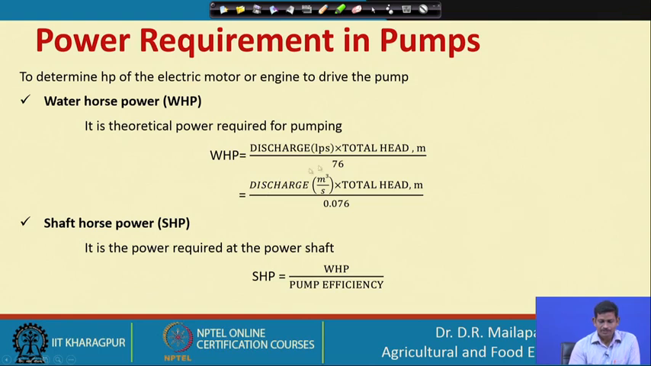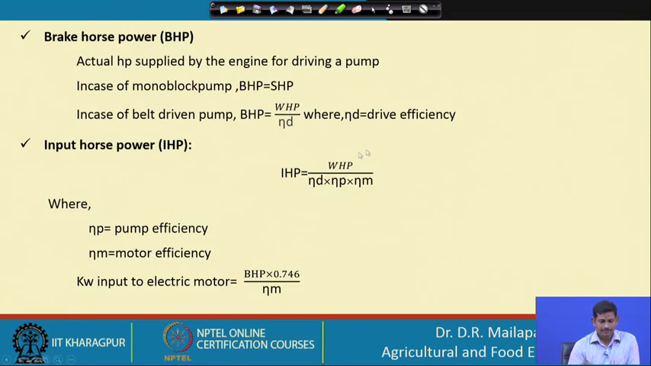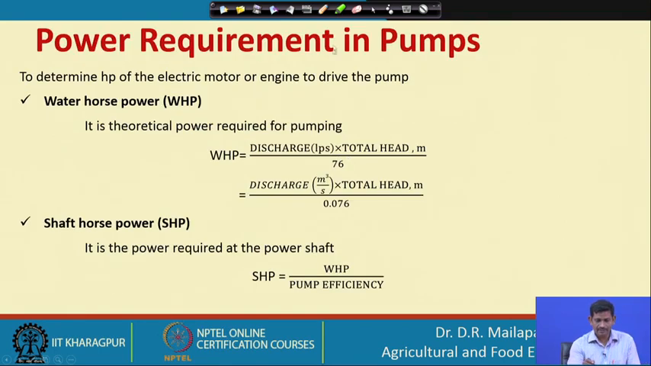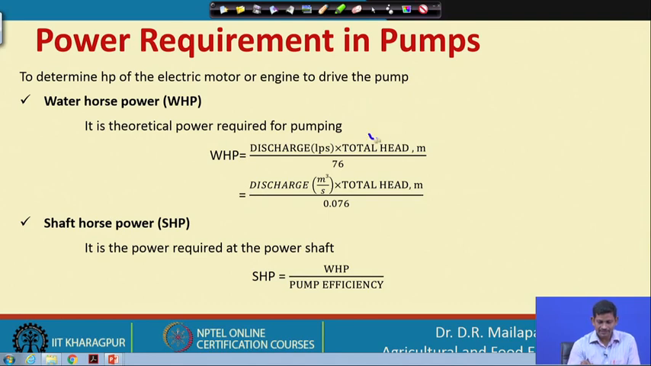With this in both cases we found the total head. So, once you know the total head and the discharge, total head and discharge divided by 76, you get the water horsepower. So, water horsepower means that in order to pump water from one place to another place, this much HP is required.